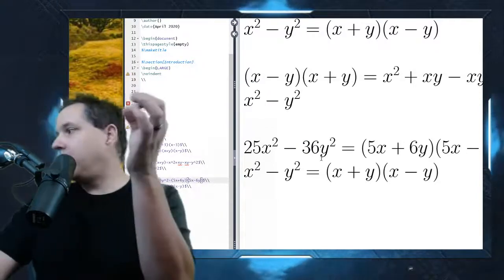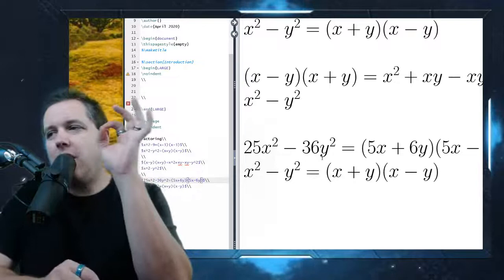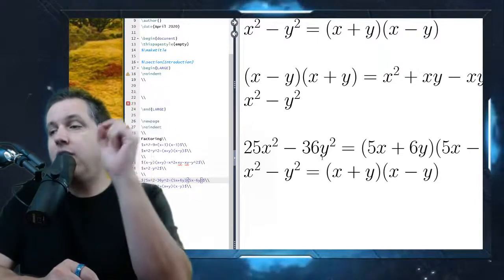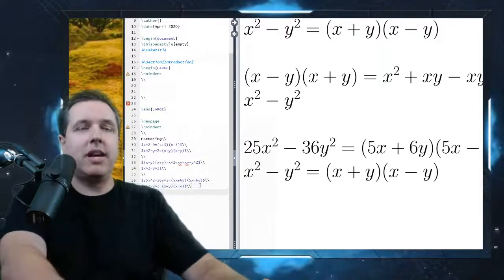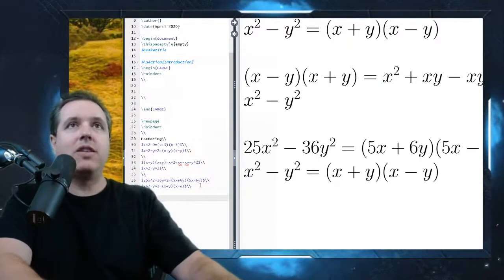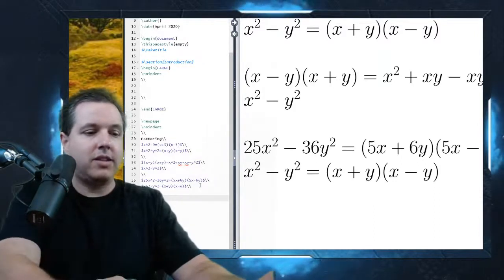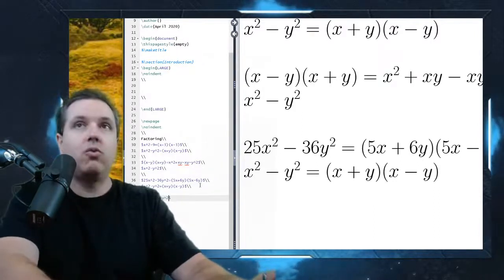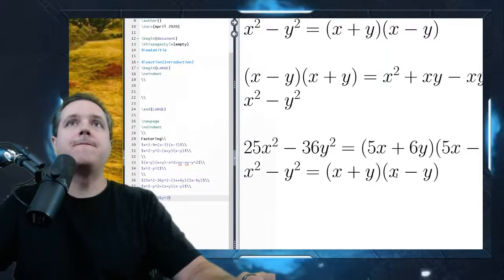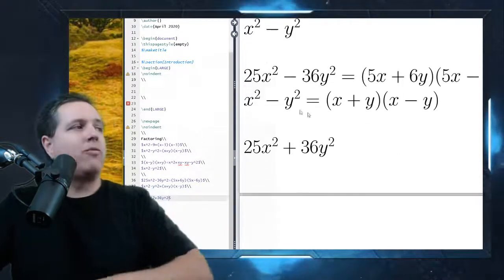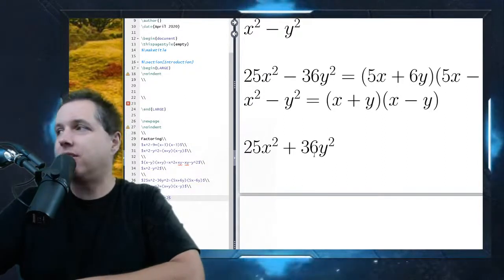Where it gets a little bit more complicated is in cubes. So notice that I didn't talk about a sum of squares formula. There is no sum of squares formula. So be careful, because I sometimes see students try to factor things like the following: 25x squared plus 36y squared. And then they try to force it to be a difference of squares, but this is not a difference of squares, is it? This is a sum of squares.